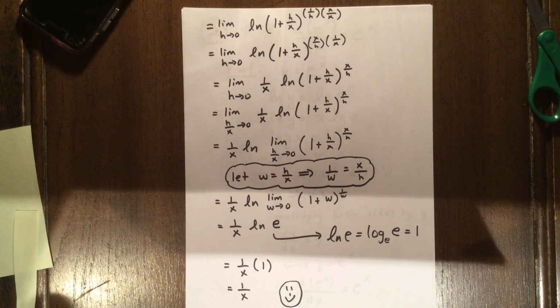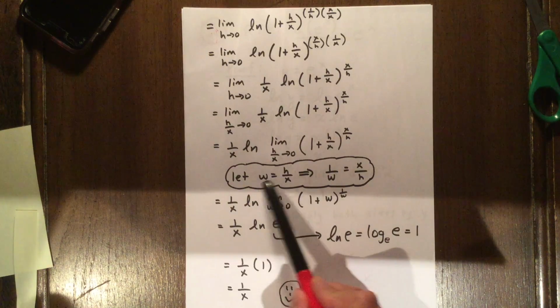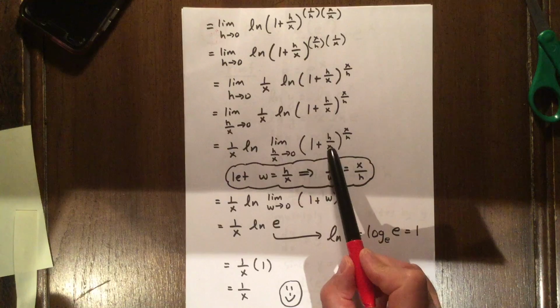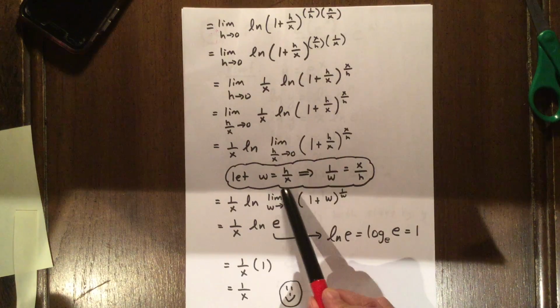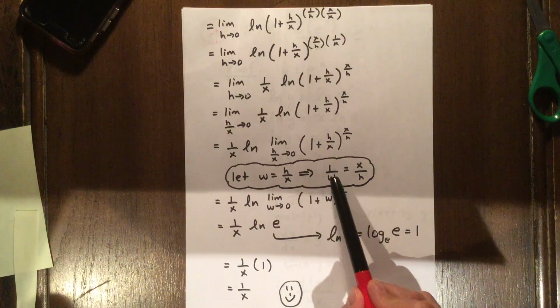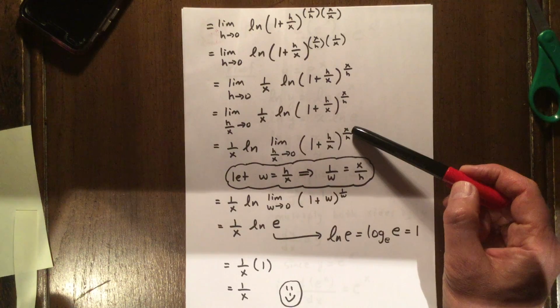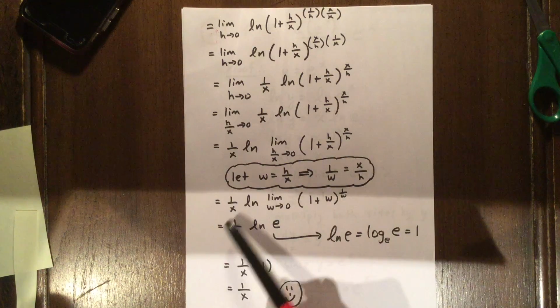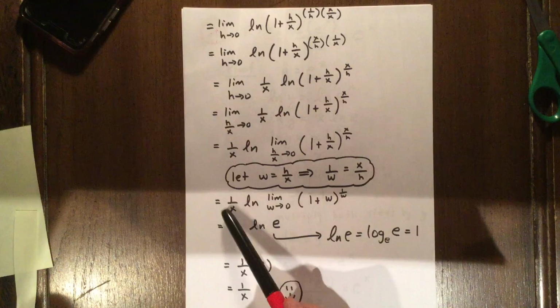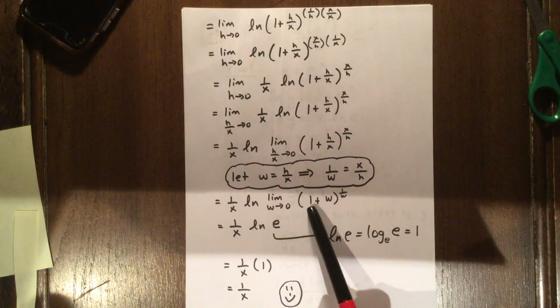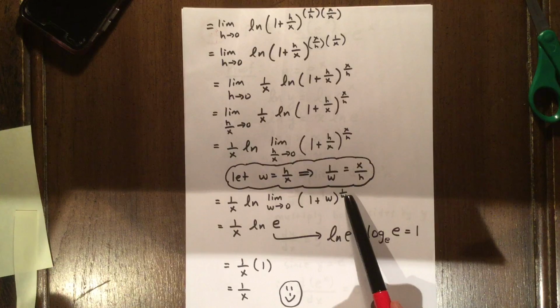It's legitimate. Now, what we're going to do next, this is kind of neat, we're going to let w equal h over x. So that'll be a w right there, and that'll be a w. Well, if w is h over x, then 1 over w will be x over h. So that will be a 1 over w. And so what we'll have is 1 over x times the ln of the limit as w goes to 0 of 1 plus w to the 1 over w.